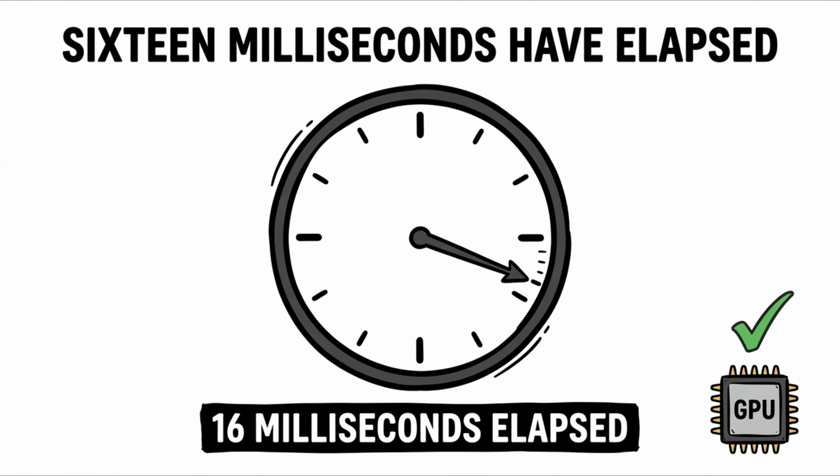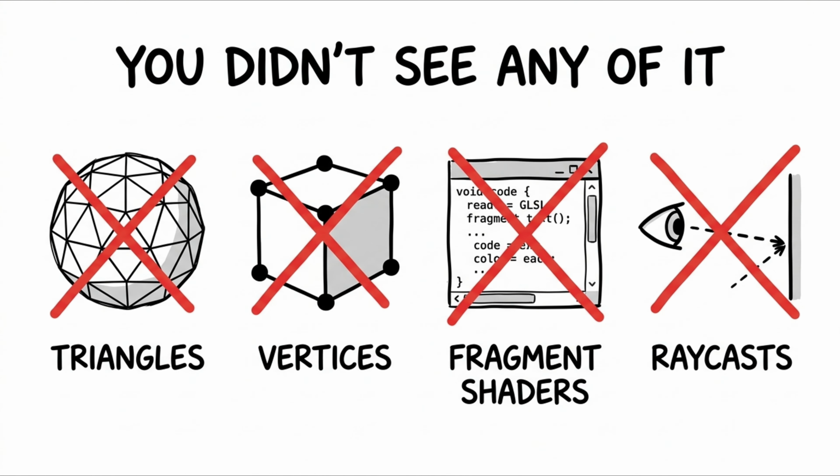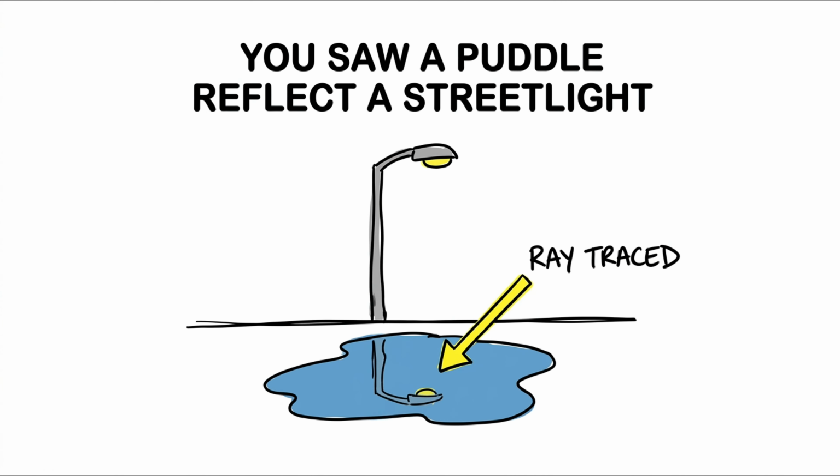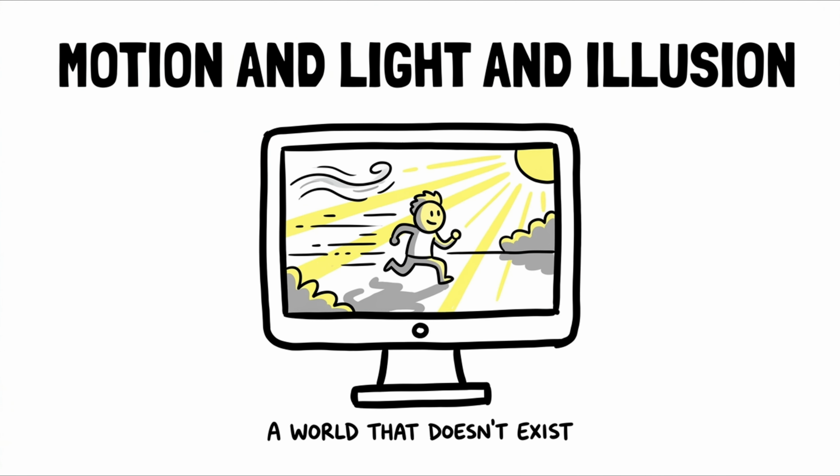16 milliseconds have elapsed. The buffers swap. The new frame hits your screen. You didn't see triangles or vertices or fragment shaders or raycasts. You saw a puddle reflect a streetlight. You saw a shadow stretch across a wall. You saw motion and light and the illusion of a world that doesn't exist.